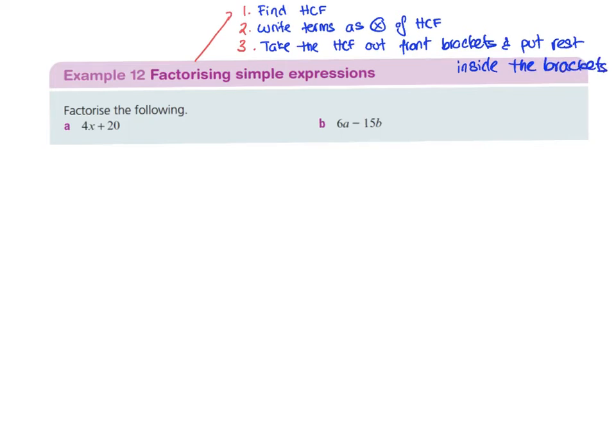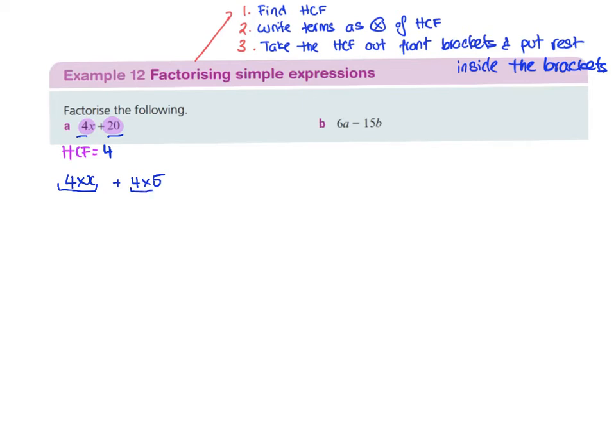Okay, so let's have a look. Looking at this first one, who can tell me what's the highest common factor for 4 and 20? I think we did it earlier. 4, good. So that's step 1, we've found the highest common factor. Step 2 is write your terms, so I've got 2 terms here, as a multiple of your highest common factor. So 4 times x is 4x. There's my one term. And then plus, I'm going to write 4 times 5, because that's what 20 is. 4 times 5.